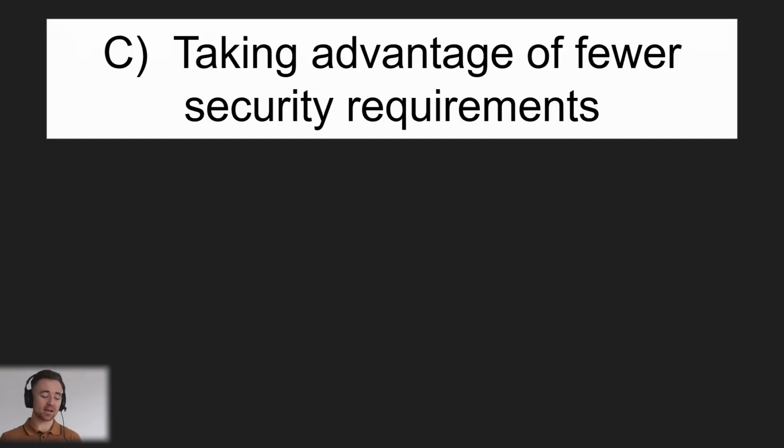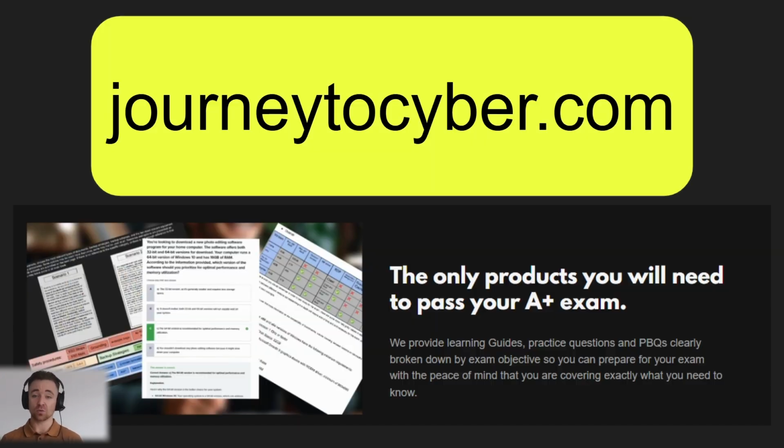Answer is C, taking advantage of fewer security requirements. We went through why virtual machines still need to be held accountable to the same security requirements as regular machines. They are not immune to security issues. Definitely treat them the same as you would any other device.